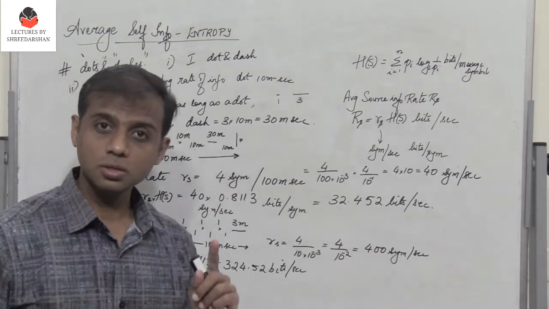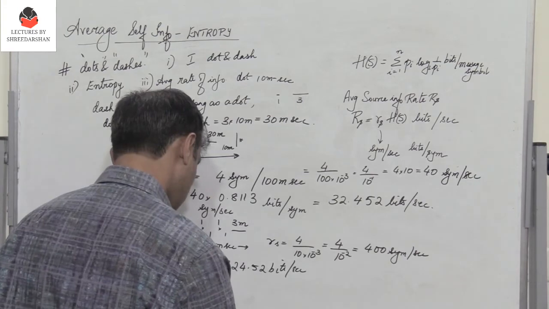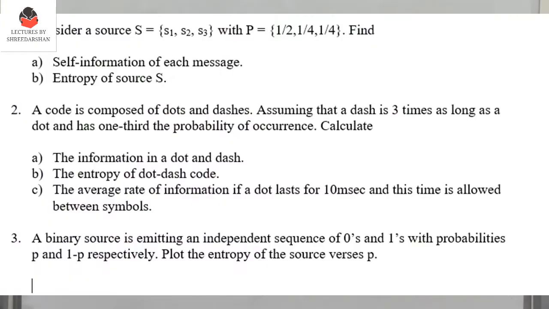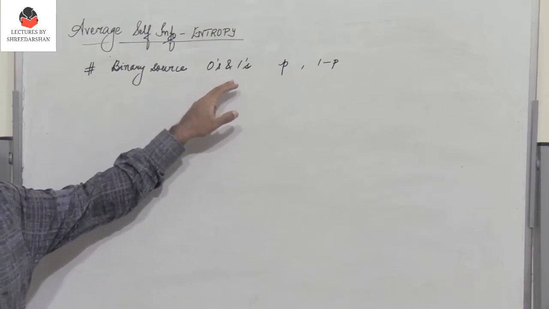So let's move on to the third problem, which is very interesting. What does the third problem state? The third problem states that a binary source is emitting independent sequences of zeros and ones with a probability p and 1 minus p respectively. So there is a binary source. Since the source is a binary source, it should emit 0 or 1.